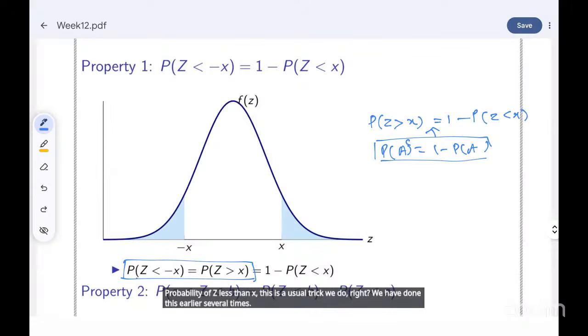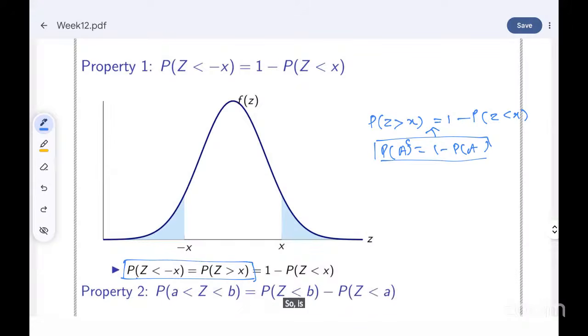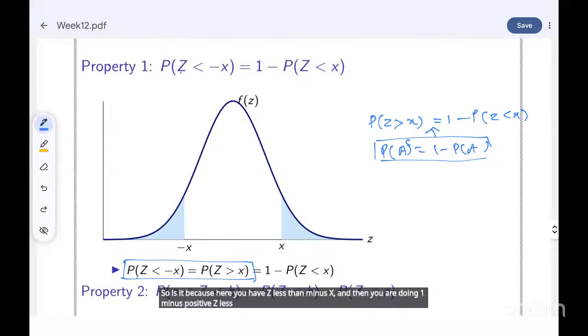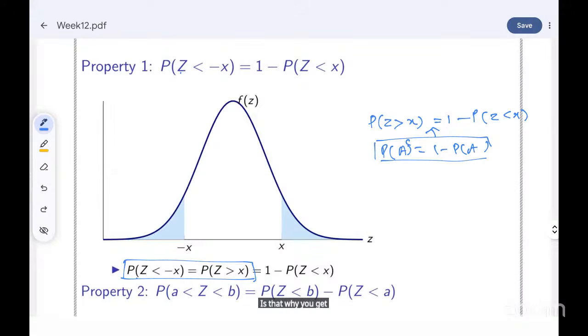What's different here? I don't understand. Is it because here you have z less than minus x and then you are doing 1 minus probability of z less than x? Is that why you get confused? What is the confusion? No, ma'am, it's clear. Okay.